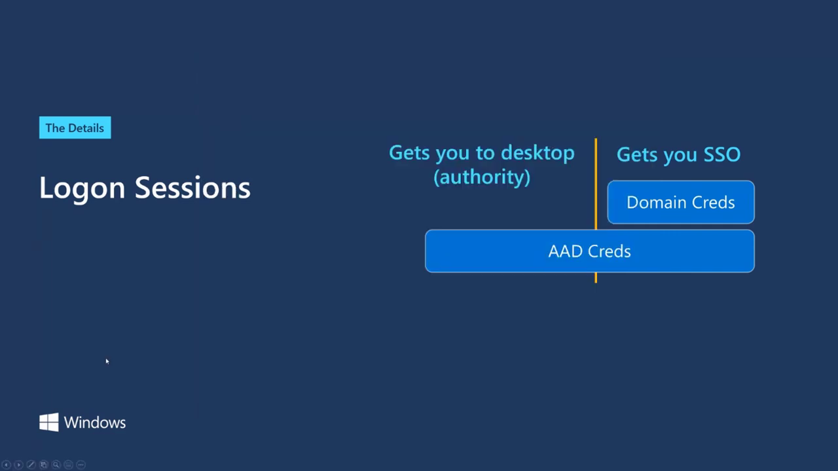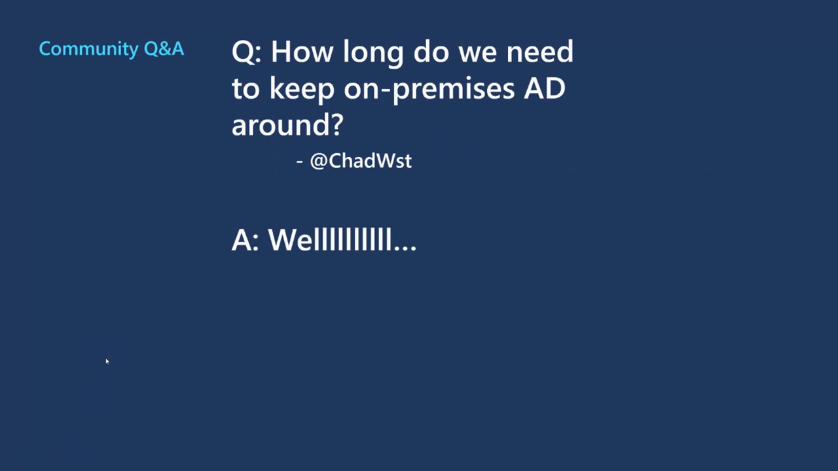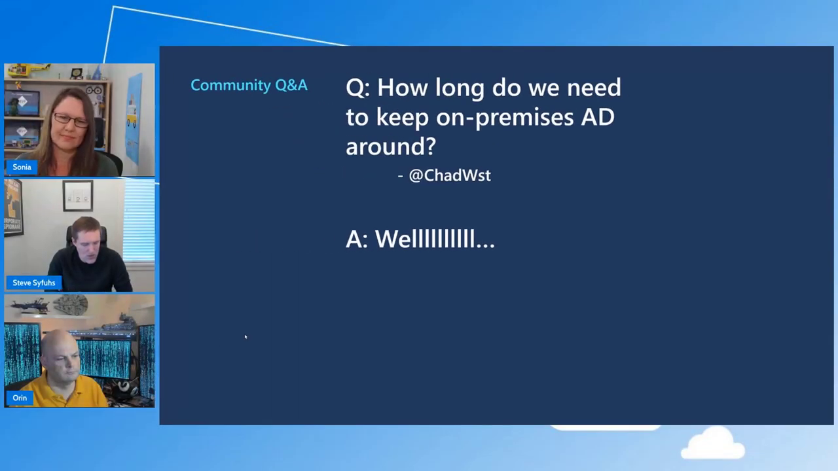Anyway, that brings us to some questions that I asked the community. I'm giving this talk on hybrid identity, and I asked what people want to ask about this process, because we're doing this in an asynchronous manner. One of the first questions that came up is a really good one: we have this on-premises Active Directory environment. Do we need to keep it? How long do we need to keep it? Should we keep it?